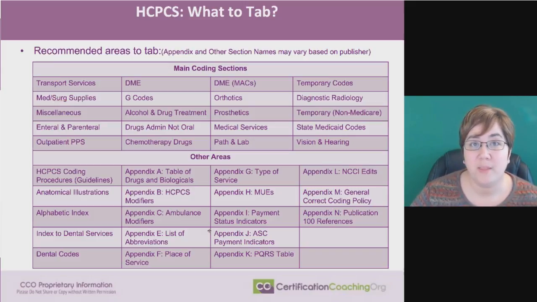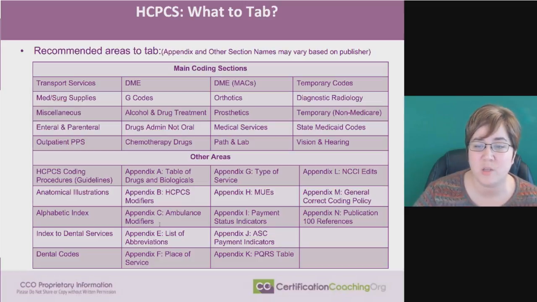A couple of things I would encourage you, if you are tabbing your HCPCS book, to pay particular attention to. Know where the guidelines are, where the information explaining kind of the history of HCPCS is, because that may be where some of your questions are for the certification exam. I would also encourage you to pay attention to modifiers, right? The HCPCS modifiers, the ambulance modifiers, the list of abbreviations, especially if you struggle with abbreviations and acronyms. Make sure that you know where that is.